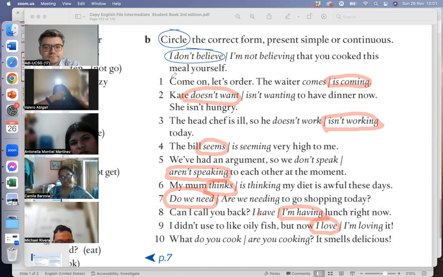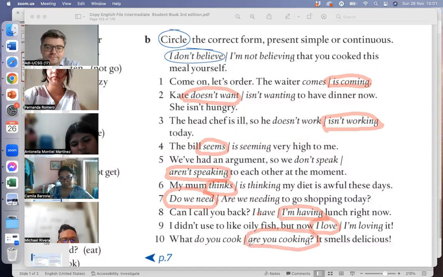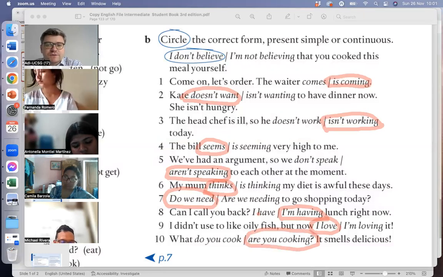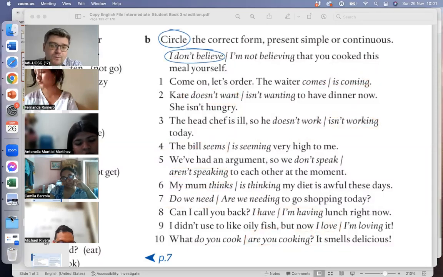What are you cooking? It smells delicious. Because smell is something happening in the moment. So that's why. Yes, absolutely. What are you cooking? It smells delicious. So something that is happening right now. Maybe I walked in the kitchen and I could smell something very delicious. So that's why I'm asking, what are you cooking? It smells delicious. Well done.